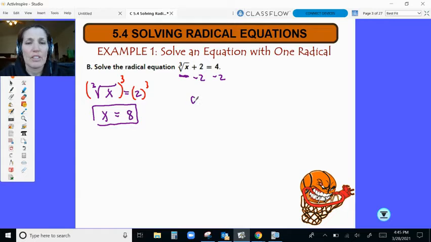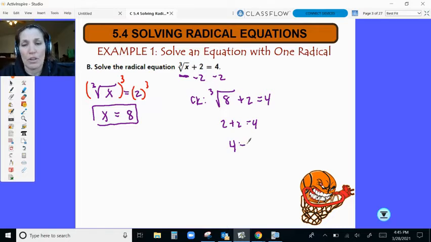And again, we want to check this. So we go cube root of 8 plus 2 equals 4. The cube root of 8 is 2, plus 2 equals 4. And of course, 2 plus 2 does equal 4. So that checks out. So 8 is indeed my solution.